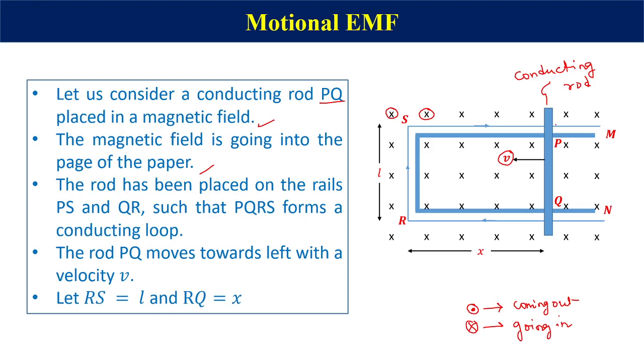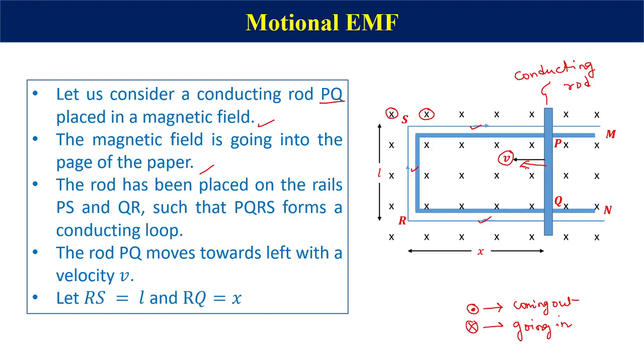Rails PS and QR means this is one rail, this is another rail, and by the way this is also connected. So you have conducting rails all around this conductor PQ, and as soon as this conductor PQ is placed on this rail, this becomes a complete coil, or complete circuit or loop, because all are conductors. Whenever this PQ rod moves in this particular direction, the magnetic flux linked with the coil is changing.